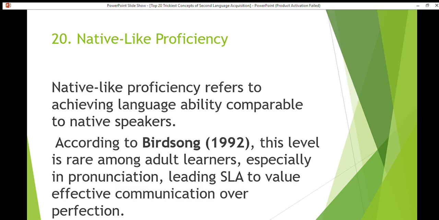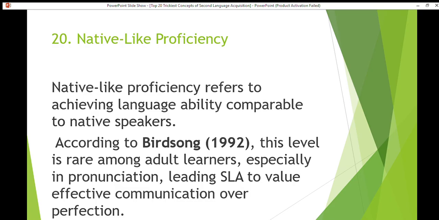The last one is native-like proficiency. Native-like proficiency is a challenging task in second language acquisition.